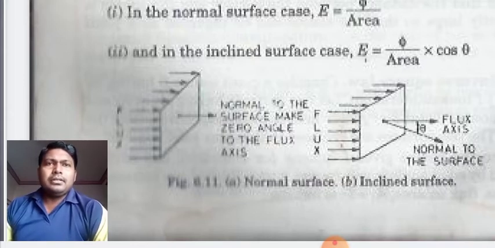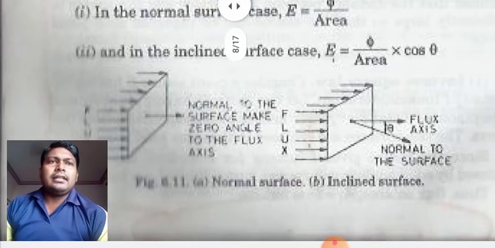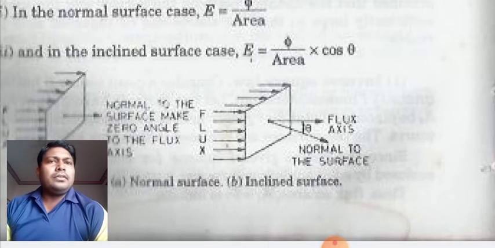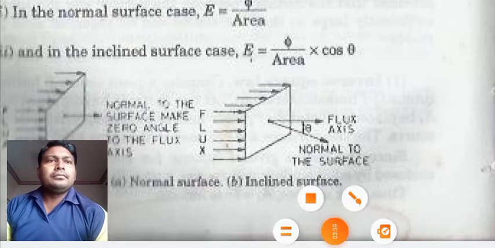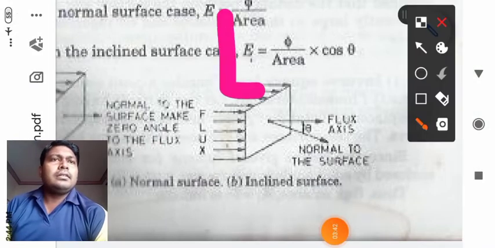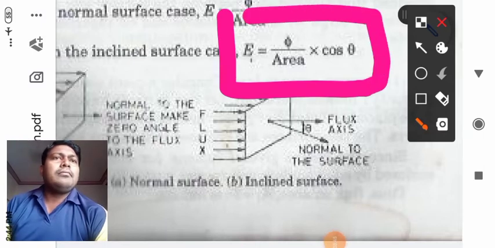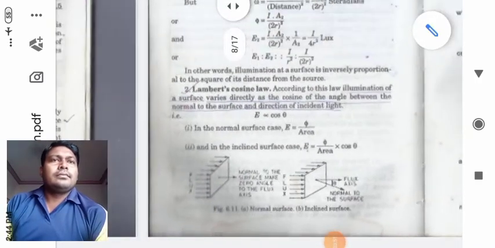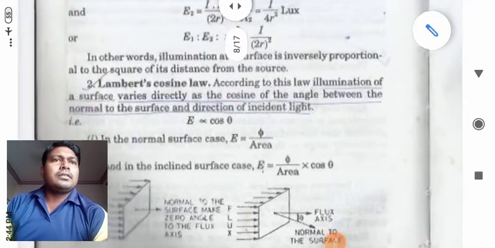Now what happens if this subtends an angle? In the diagram, you can see if the surface is inclined, then there will be an angle theta, and by putting this value in cos theta, you have to multiply it by the factor phi divided by area. So this one is your Lambert's cosine law, right? Now we will move further.